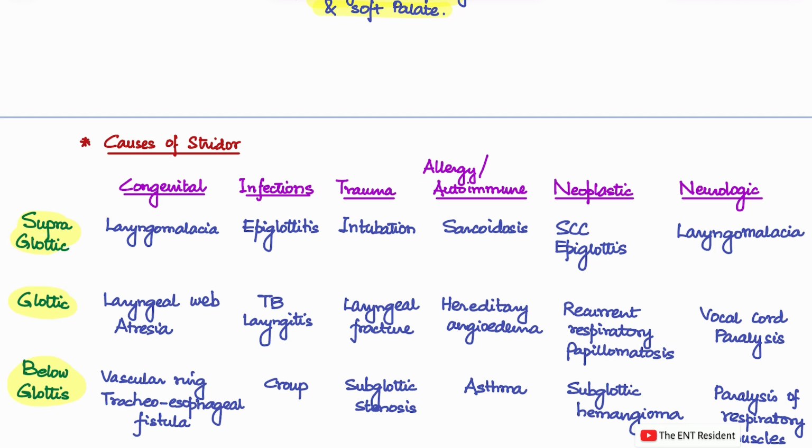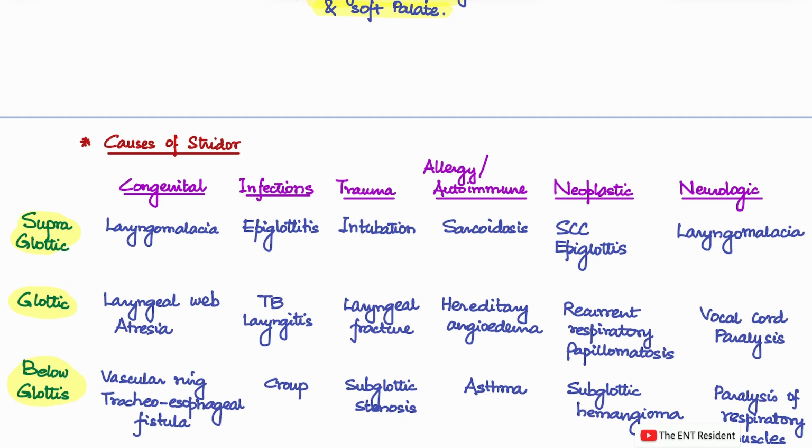So, at the level of supraglottis, congenital cause would be laryngomalacia, an infective cause would be epiglottitis. Intubation can lead to trauma. Sarcoidosis would be an autoimmune disease. Squamous cell carcinoma involving the epiglottis is a neoplastic cause, and laryngomalacia is a neurological cause. At the level of glottis, there can be laryngeal web, atresia, TB laryngitis, laryngeal fractures, hereditary angioedema, which is an allergic cause, recurrent respiratory papillomatosis, which is a neoplastic cause, and vocal cord paralysis.